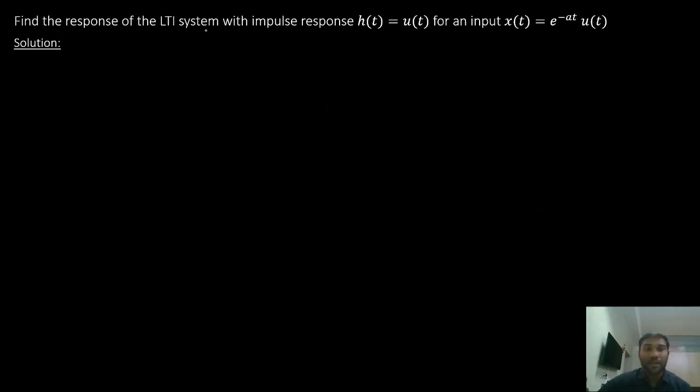Find the response of the LTI system with impulse response h of t equal to u of t and input x of t equal to e power minus at u of t. So my input is e power minus at u of t and the impulse response is u of t. What will be my response? Y of t is the convolution of h of t and x of t. The convolution integral is going to be the integral from minus infinity to infinity of h of tau x of t minus tau d tau. In place of h of tau, I can write u of tau.